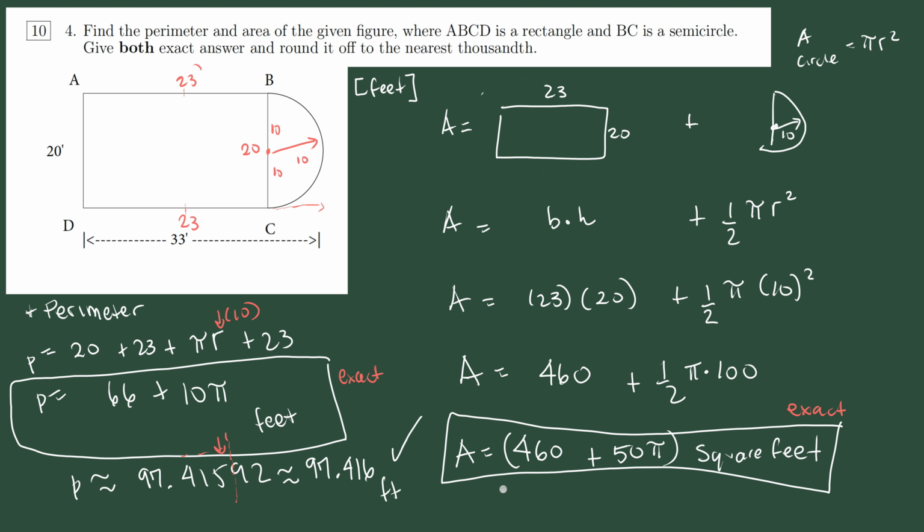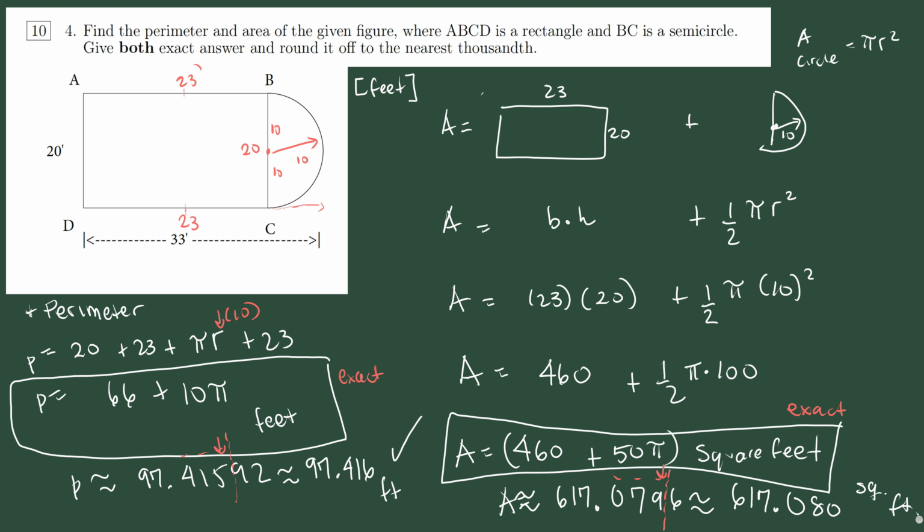Now let's do the area. Area is approximately 460 plus 50 pi, and the calculator says that this is actually 617.0796. Let's round it off to the nearest thousandth. Tenths, hundredths, thousandths. So this should be approximately 617.080 square feet. So that's how we're gonna do problem number 4.